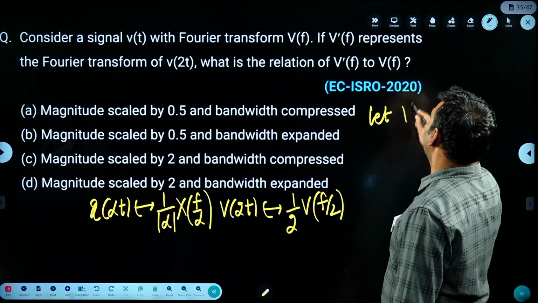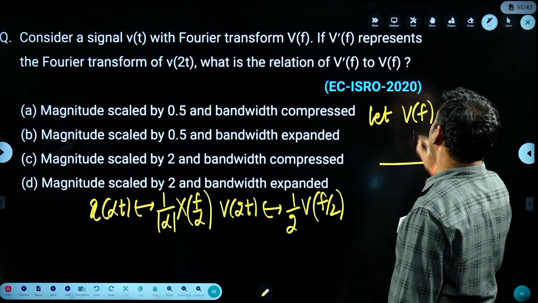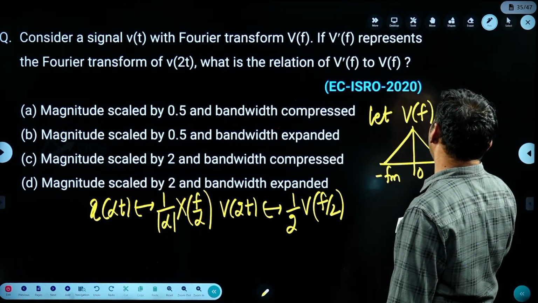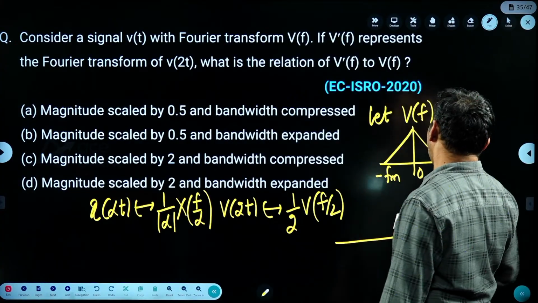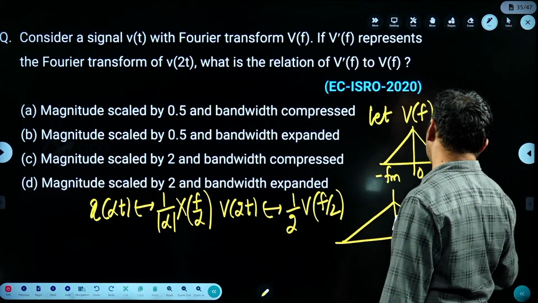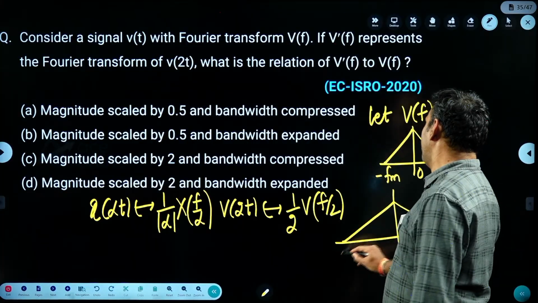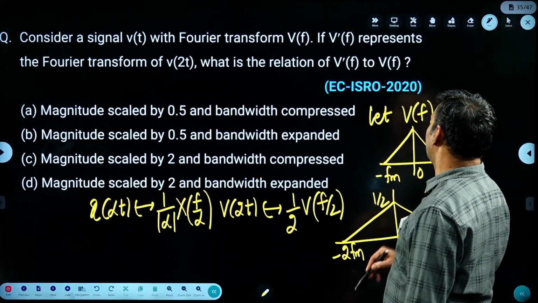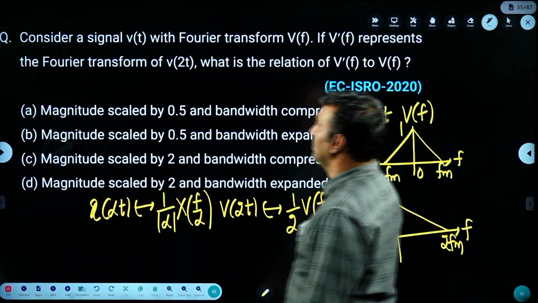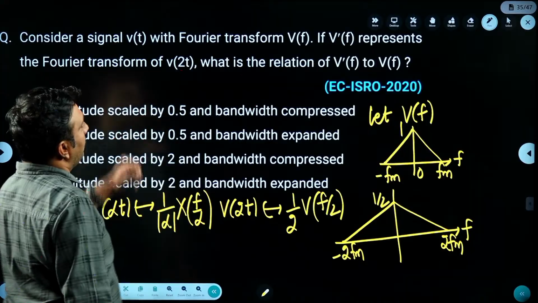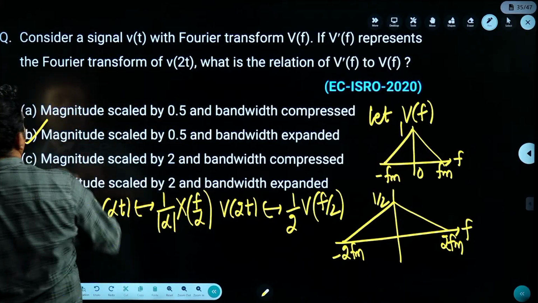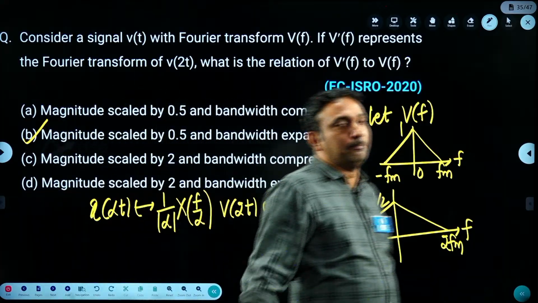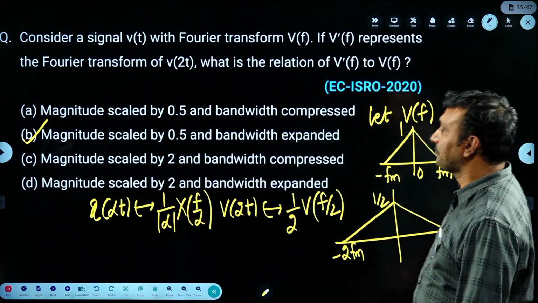How? Let the V(f) spectrum be like this. The V(f/2) spectrum is like this: the bandwidth is expanded. So the magnitude is scaled by 0.5 and the bandwidth is expanded. Same property; theoretically the statement is given.